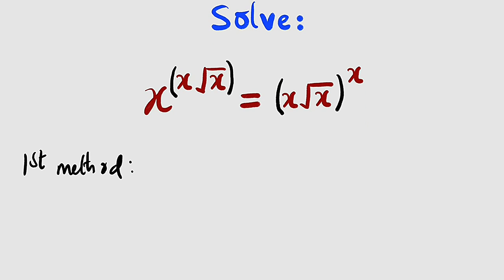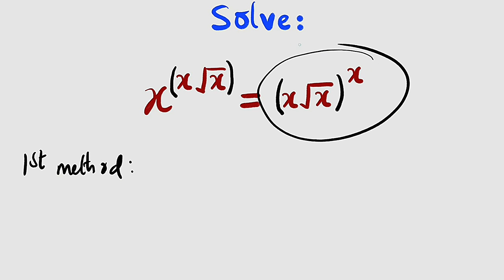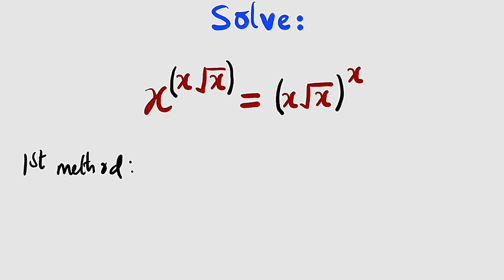All right, before we start, let us look at the domain. You can clearly see that from left to right, x must be greater than 0, right? It's a positive number greater than 0 because x here cannot be equal to 0, because 0 to the power of 0 is undefined. So x must be greater than 0.